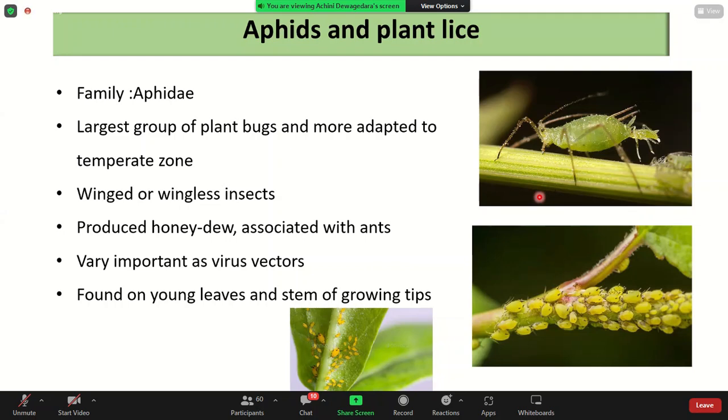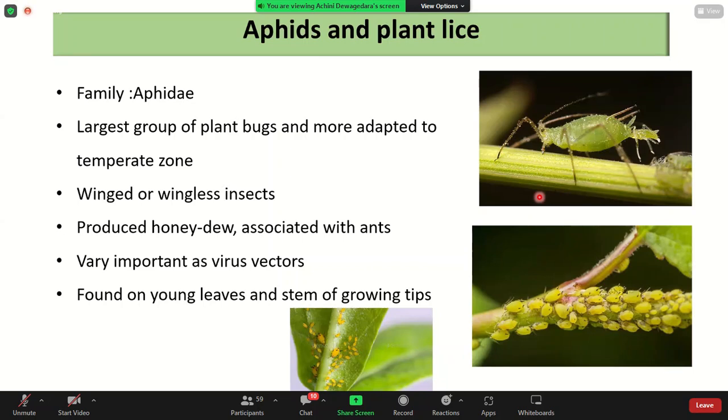What they do as their damage is sucking the sap from the plant, right? Sometimes that may be comparatively negligible compared to the spread of viral disease, right? And since they are sucking pests, they like to live on young leaves and stems in the growing tips.